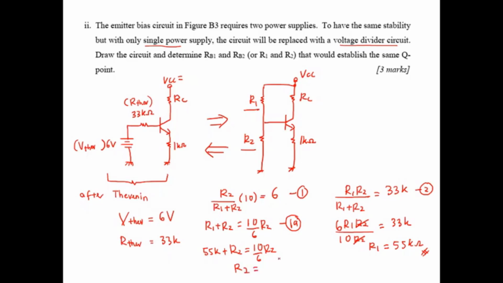Lastly you can get R2. R2 is 55k times 1 over (10 over 6 minus 1), which is 4 over 6, so 55 times 6 over 4. So you get the answer, 82.5 kilo ohm. So this is your answer. You have this circuit configuration, and you have the value for R1 and the value for R2.